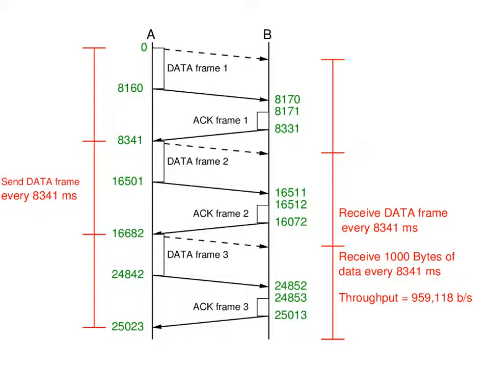Here we've measured it just across three frames. But if you imagine there are more than three frames, 1,000 frames, and you keep drawing the diagram, you'll see the same pattern. You'll see one data frame sent every 8341, one data frame received every 8341, and we'd get the same throughput of 959,000 bits per second. Anyone have any questions on how to derive or calculate the throughput in this case?